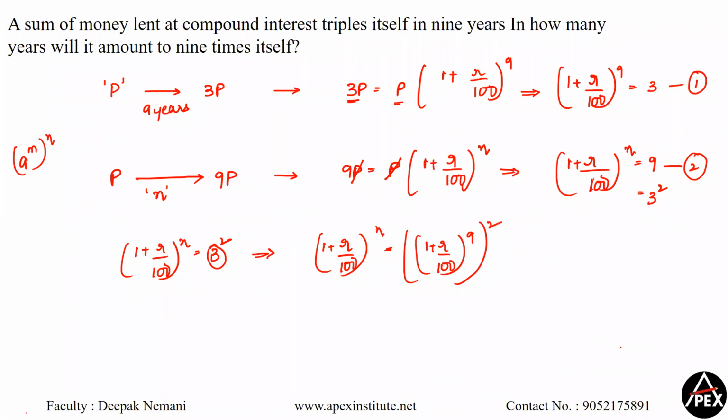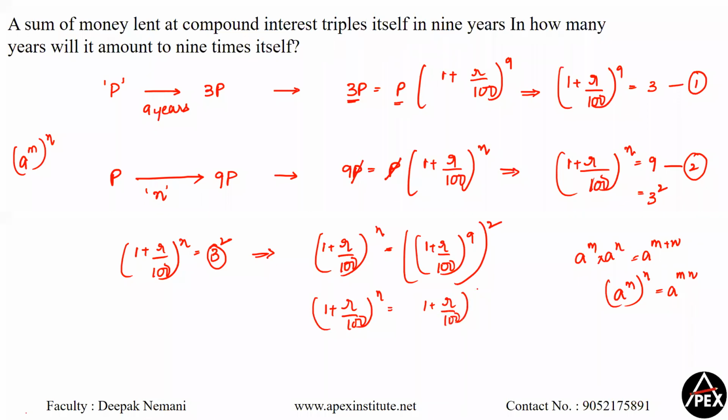What is a power m whole power n? It's a power mn, isn't it? No, it's not a power m plus n. A power m into a power n is equal to a power m plus n. A power m whole power n is equal to a power mn. So I can say that 1 plus R by 100 whole power n is equal to 1 plus R by 100 whole power 18.